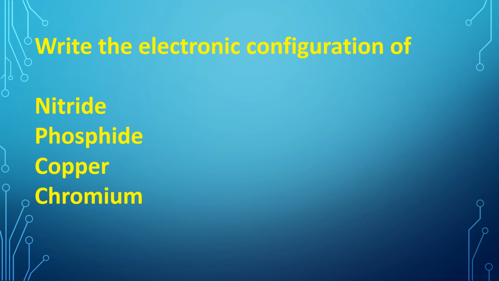Now first we'll start with the first question. Write the electronic configuration of nitride, phosphide, then copper and chromium.